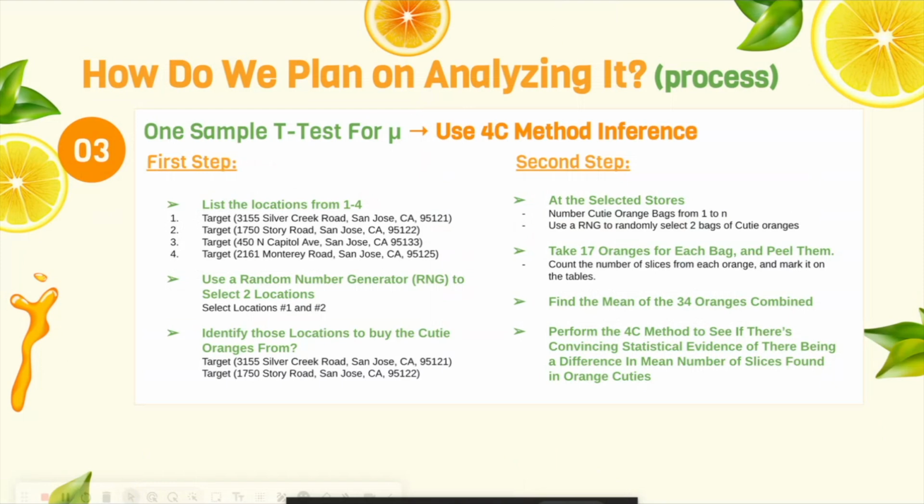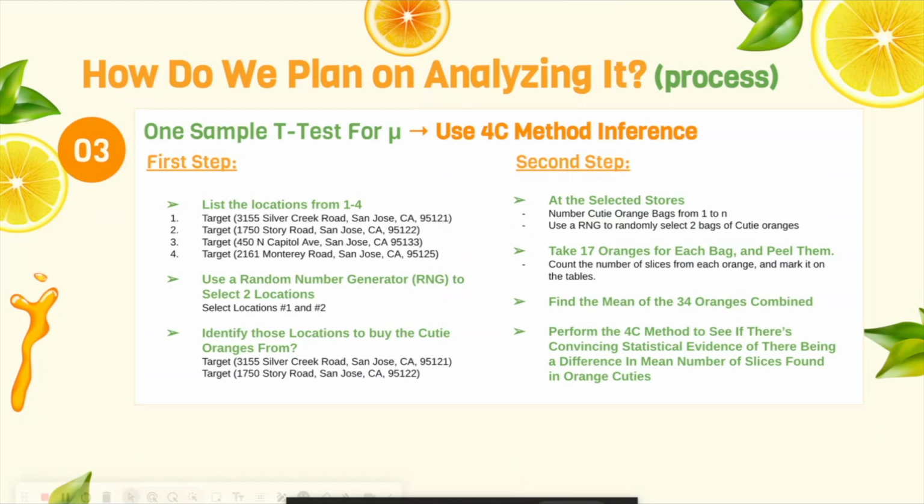Then the second step would be, at the selected store, to number the Cuties orange bags from 1 to n. Use a random number generator to randomly select 2 bags of Cuties oranges. Then we would take 17 oranges from each bag, then peel them. We would count the number of slices from each orange and mark it on the table.